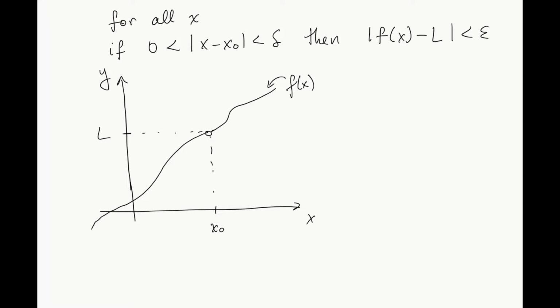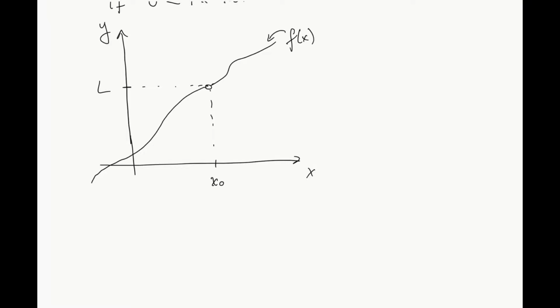To define the vicinity of the function's value at x naught, we can look at the vicinity around its limit L. So we would draw an interval around L, say L plus epsilon and L minus epsilon. And that's the vicinity we're gonna examine. Whenever the value of x approaches x naught, we want to find our function in that vicinity.